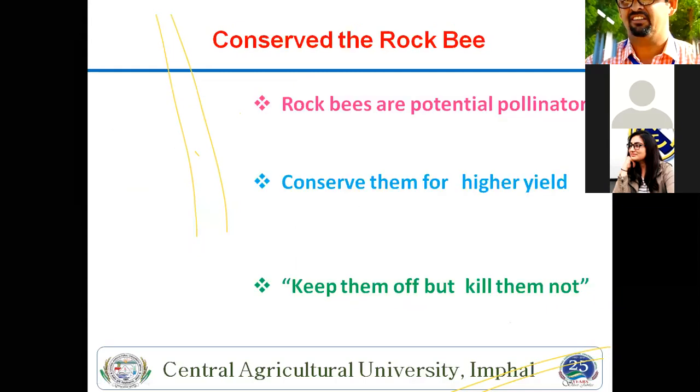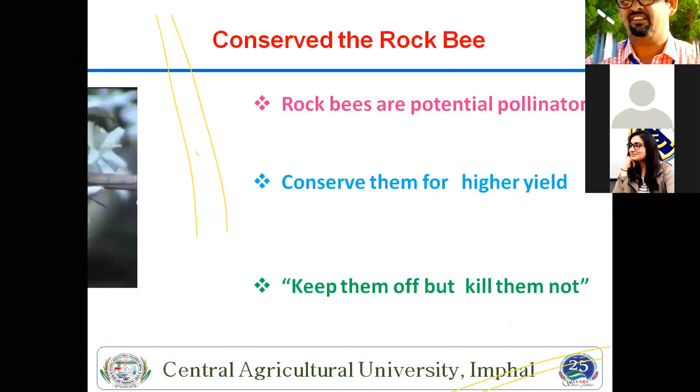But we will not kill this bee, because its conservation is essential; it is a highly potential pollinator, and conserving it increases the yield of many crops. All cross-pollinated crops require pollinators, and one of the important pollinators is bees. Among bees there are many species, but the rock bee is also important for pollinating. Another is keep them off, but kill them not. That means stay away from this species, but do not kill it.